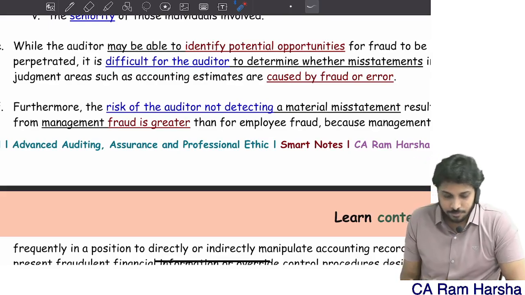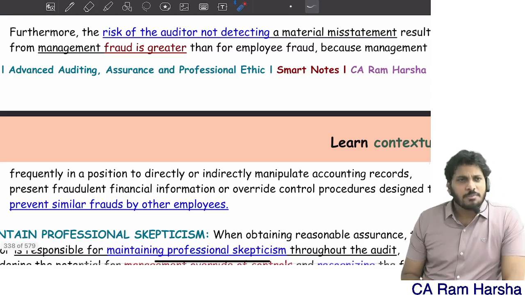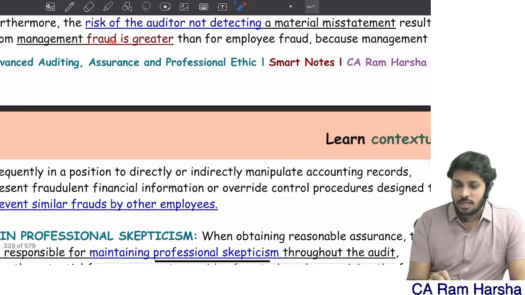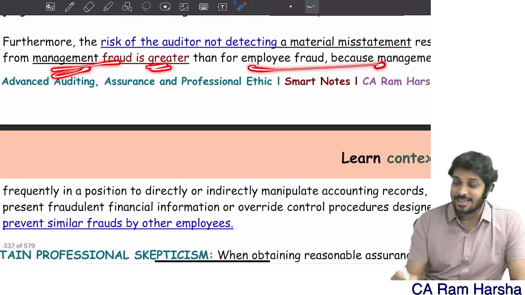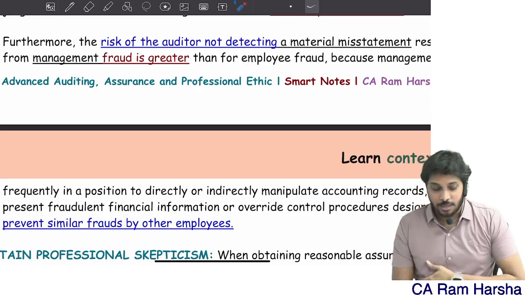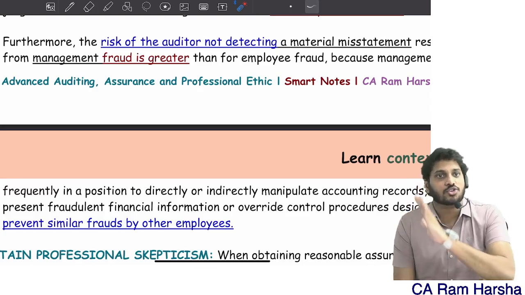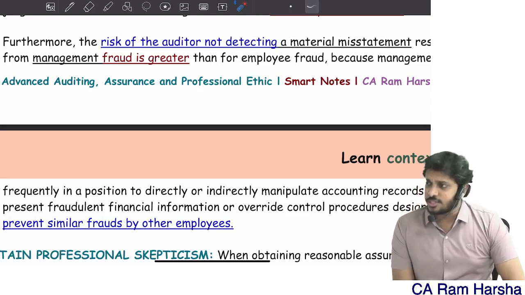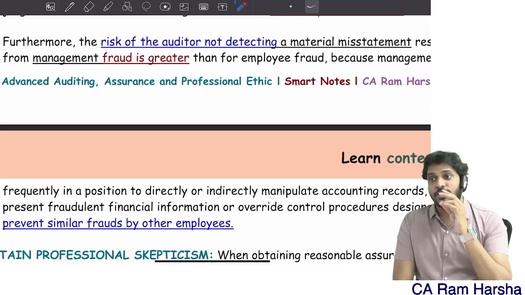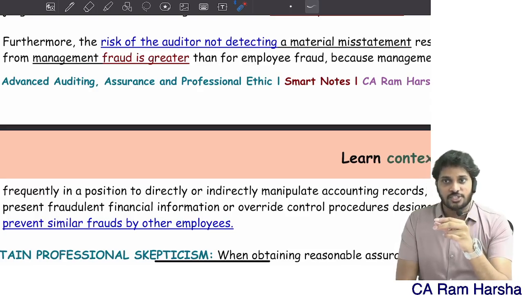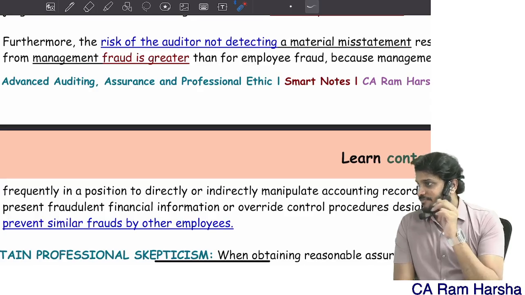You're getting it? And remember, the risk of not detecting management fraud is greater than employee level fraud, because management is generally in a top position to manipulate the records also. Now, this fraud is classified by the standard into two types, as I told: fraudulent financial reporting and misappropriation of assets.